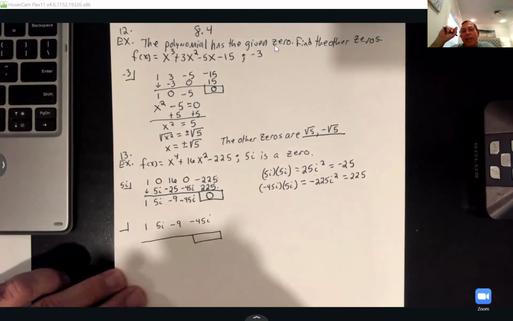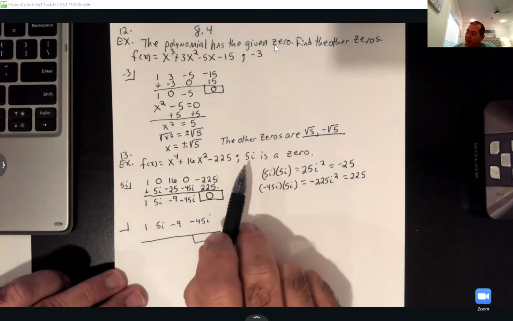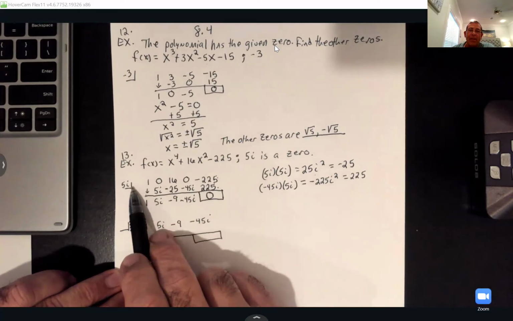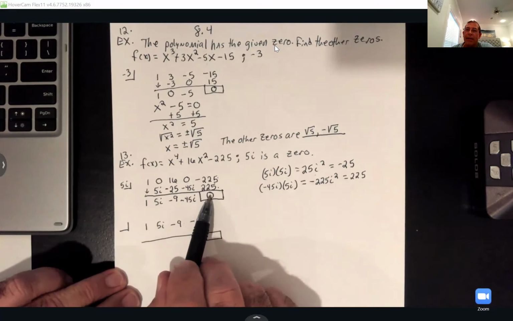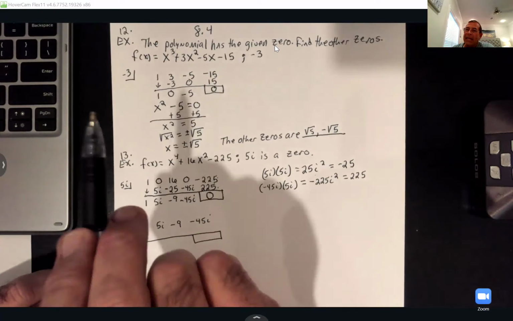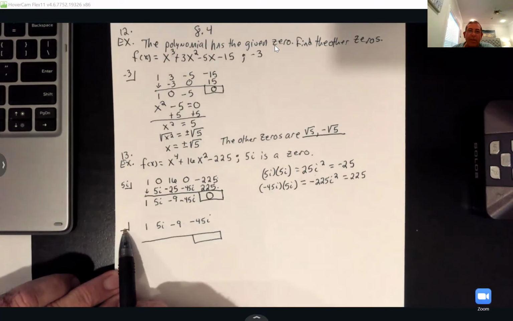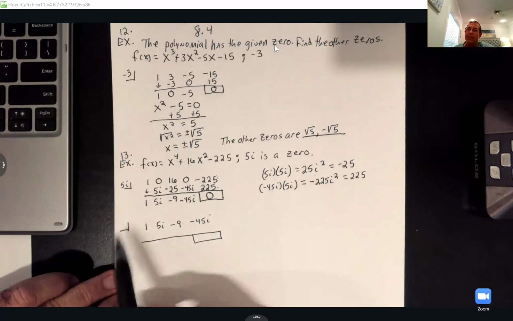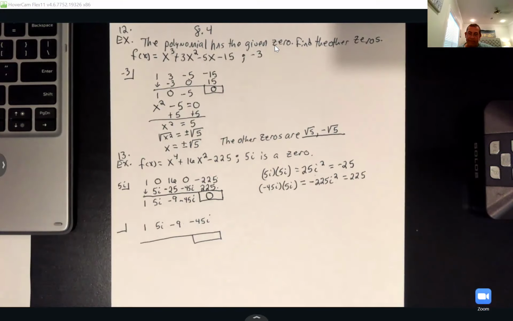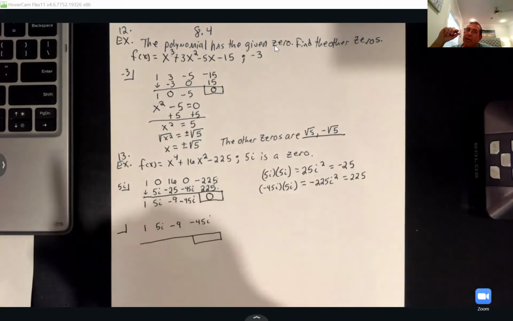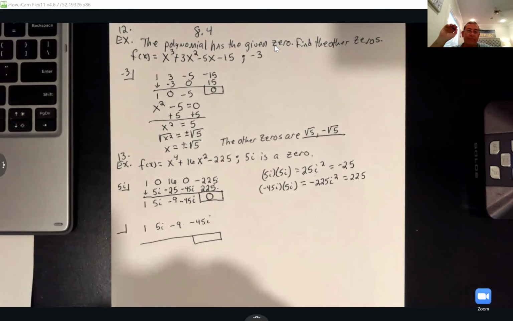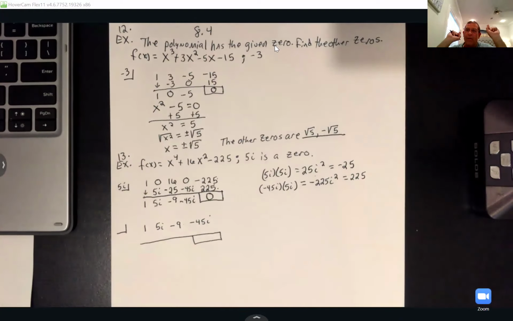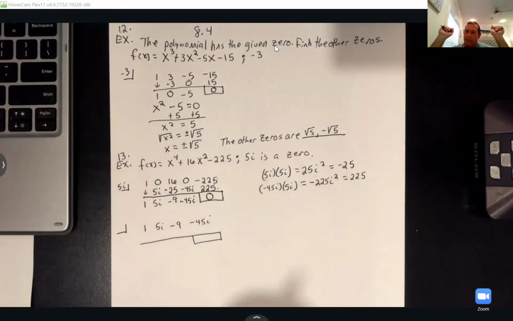So y'all, here's the question. They gave me 5i, and I ran it through my synthetic division, got a 0 remainder. What I need to know is, what's another 0 I can check? And this would have had to do with them last problems you did from the homework, like number 10 and 11. If 5i is a 0, then what has to be a 0 also?